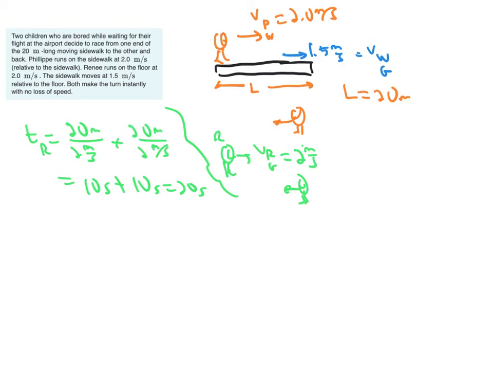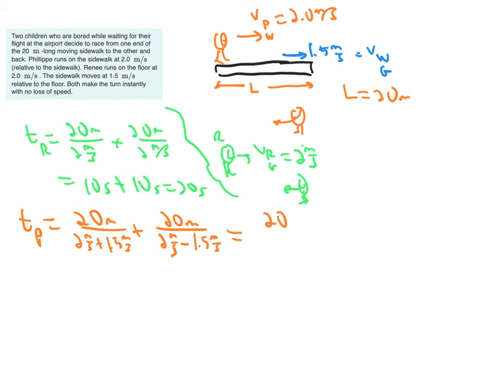For Felipe's time, well, he's 20 meters, and when he's moving to the right, those speeds are going to add. So it'll be 2 meters per second plus 1.5 meters per second. But once Felipe turns around and is coming back up, now we know that his effective speed is going to be 2 meters per second minus 1.5 meters per second. So here we have 20 meters over 3.5 meters per second. And here we have 20 meters over 1/2 meters per second.